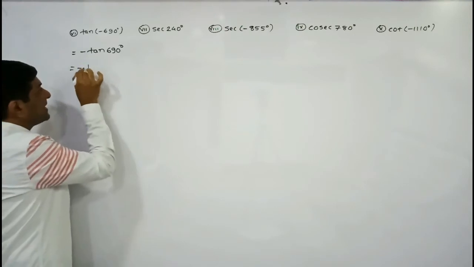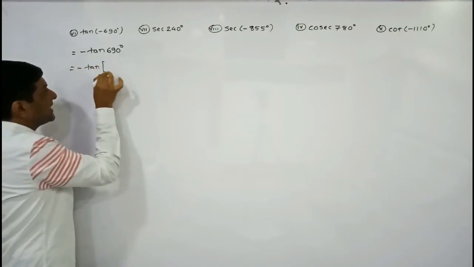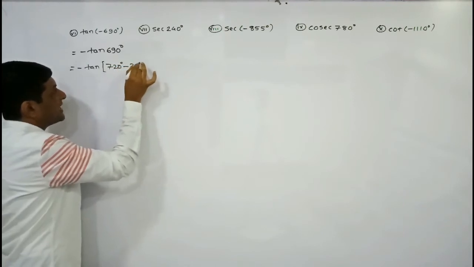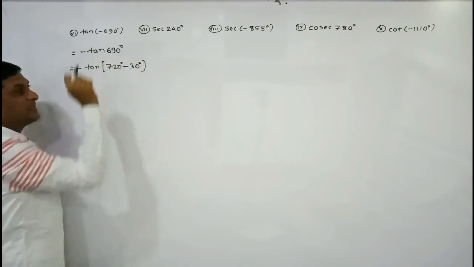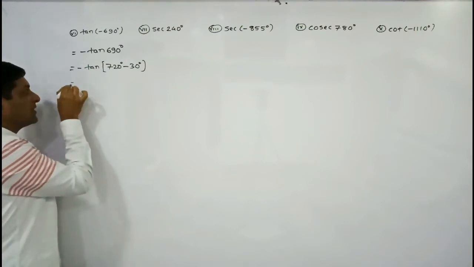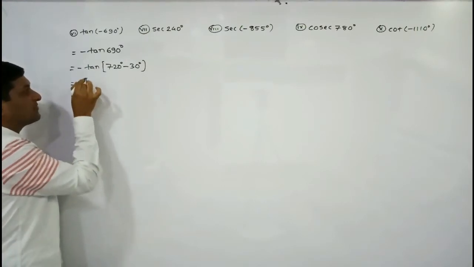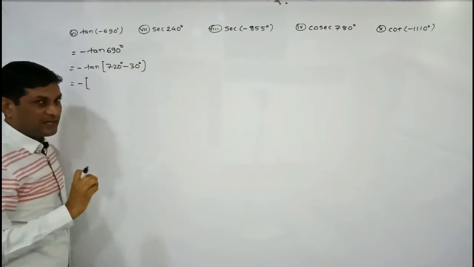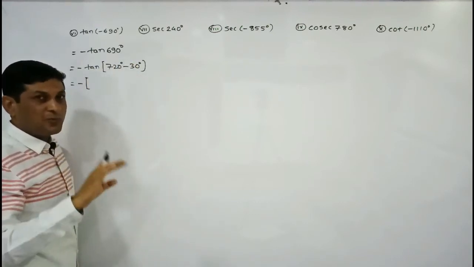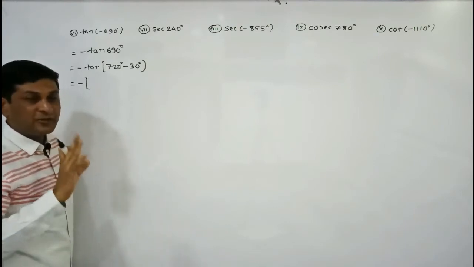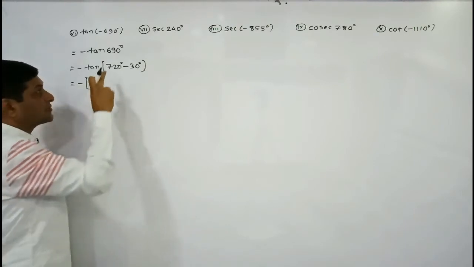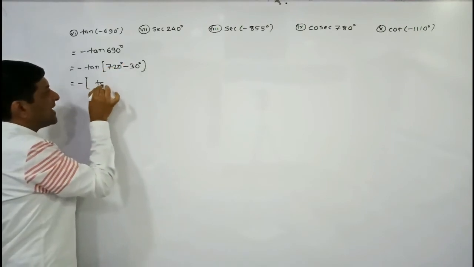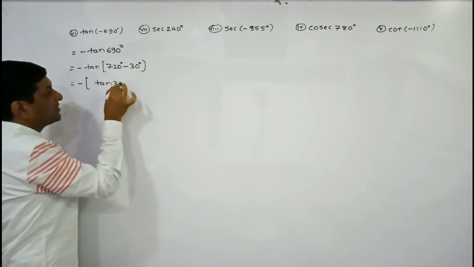So here tan, keep it as it is, 690. Can I write it as 720 minus 30 degree? Yes, we can observe that 720 minus 30 is 690. So which is equal to, keep this minus as it is. Now we are finding the value of tan(4 pi minus theta). If first term is pi or 2 pi or 4 pi, at that time value of trigonometric function remains as it is. So tan(4 pi minus theta) will be equal to tan theta. Theta is what here? 30 degrees.